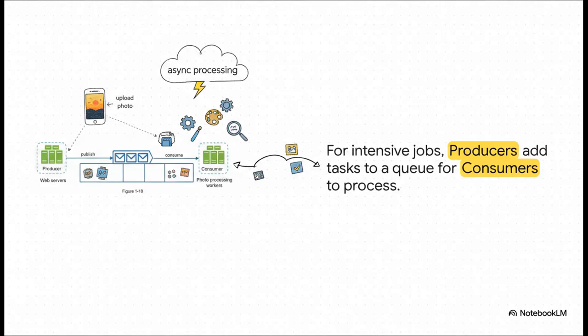And this diagram is the perfect example. Let's say a user uploads a new photo. That photo needs to be resized, maybe have a filter applied. That's a lot of slow, heavy work. So instead of making the user sit there and wait, our web server, the producer, just drops a quick message into the queue that says, "Process this photo." And that's it. The user gets an instant response. Then, completely separately, our special photo processing servers, the consumers, are pulling jobs from that queue and doing all the hard work in the background. The two parts of the system can be scaled totally independently.